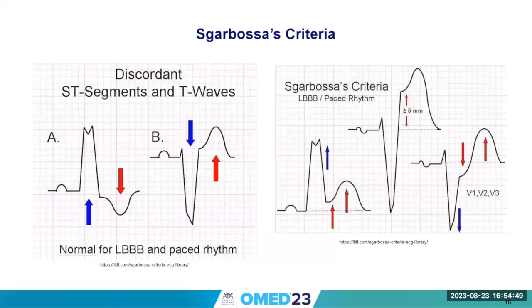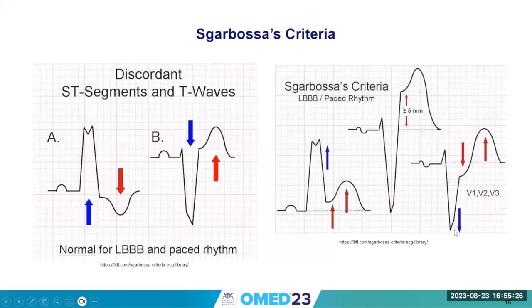And then the third criterion would be excessively discordant ST elevation. There was an original rule which showed that greater than 5 millimeters of excessive ST elevation, discordant, right? The complexes are discordant, but excessive ST elevation. But now they just say that it's a STEMI if there's discordant ST elevation with an amplitude of greater than 25% of the depth of the preceding S wave. So we have our S wave, and if this ST elevation is greater than 25% of the depth of this S wave, that is positive in our Sgarbossa criteria.